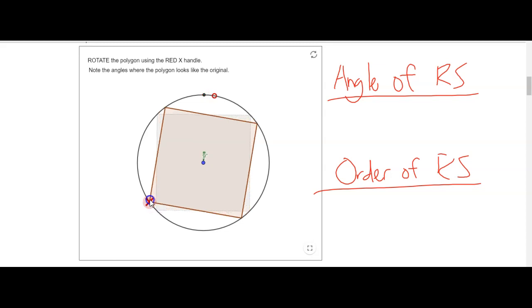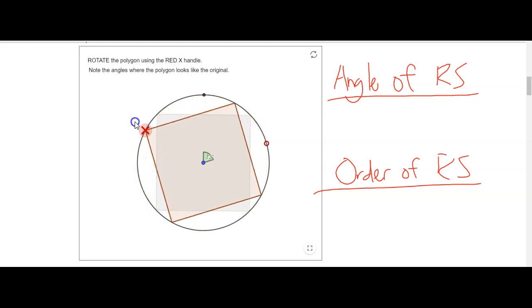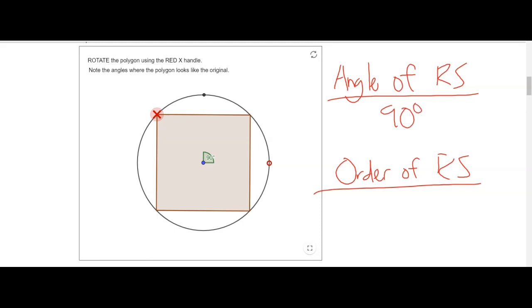So if I rotate, the first time it gets back to itself, it's taken 90 degrees. So 90 degrees is the angle of rotational symmetry. That's the smallest angle that we can rotate through for the figure to map back to itself. If we keep going, another 90 degrees, 180, another would be 270, and another one would be 360, if I can get it to stop right at 360. There we go. So the order of rotational symmetry here is 4, because it landed on itself 4 times by the time it got back to 360.